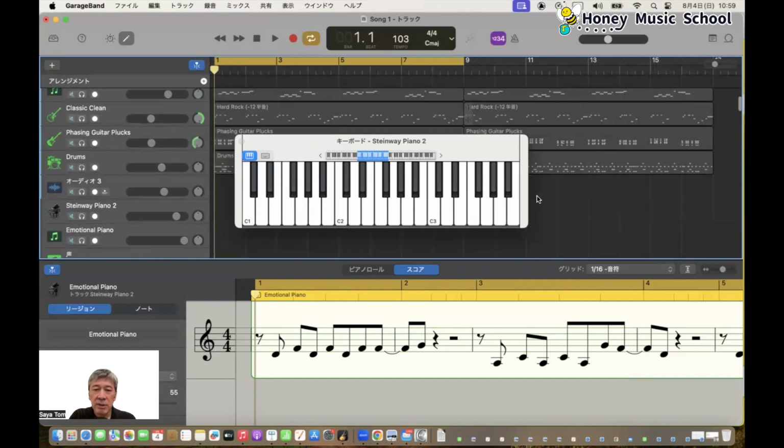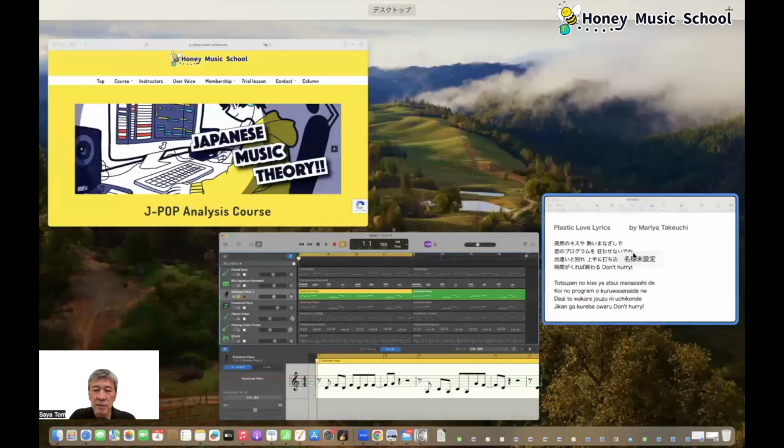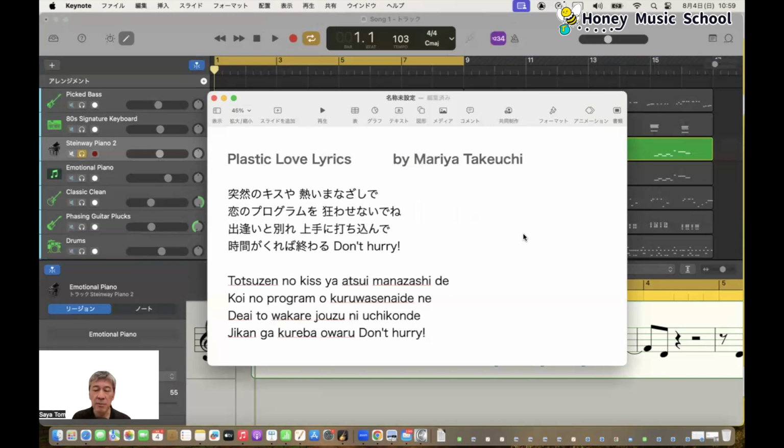Now, let's look into the meaning of the lyrics, right? Because the meaning is very important as well. Plastic Love was created in 1984. That's the era when the Japan economy was booming. We called it the bubble economy.